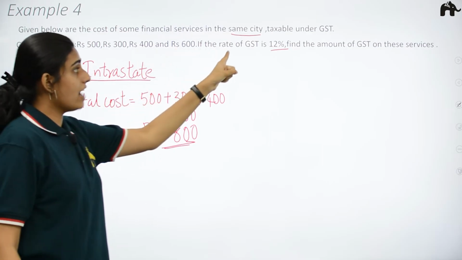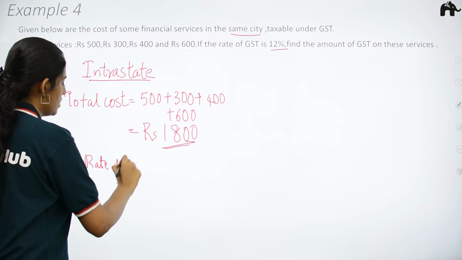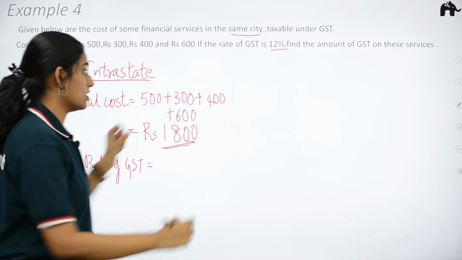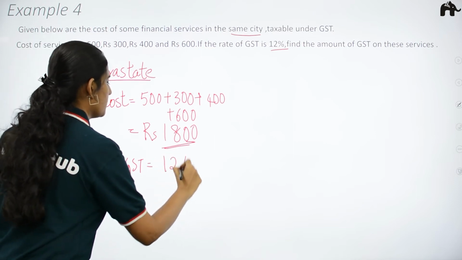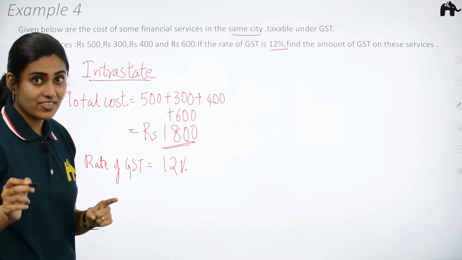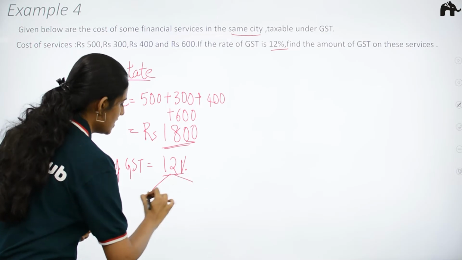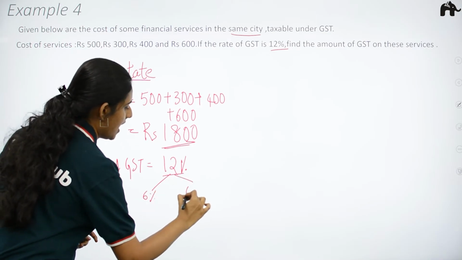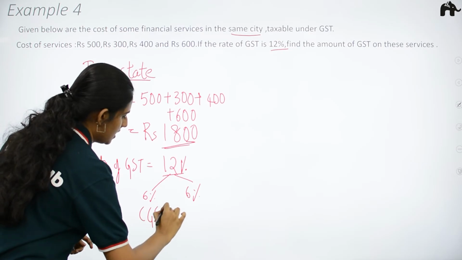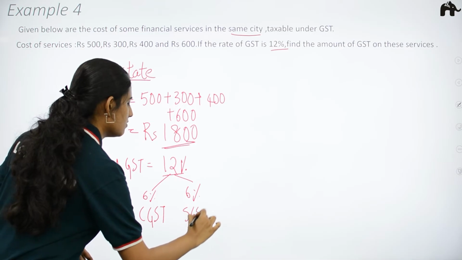Now, we have the rate of GST. Rate of GST is given. Rate of GST is equal to, yes, 12%. This is an intrastate transaction. So, we will be having CGST and SGST. This 12% becomes 6% and 6%. That is 6% CGST, 6% SGST.